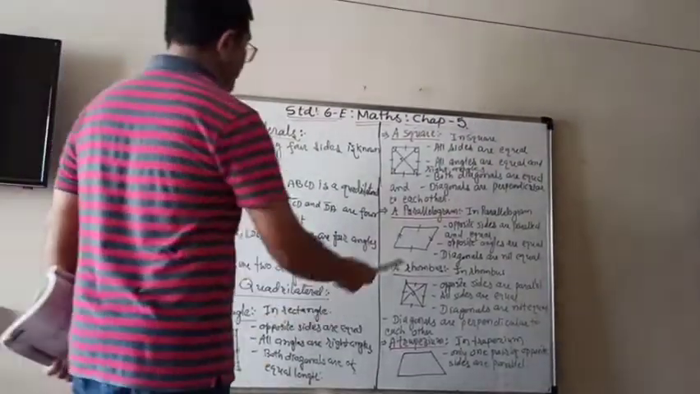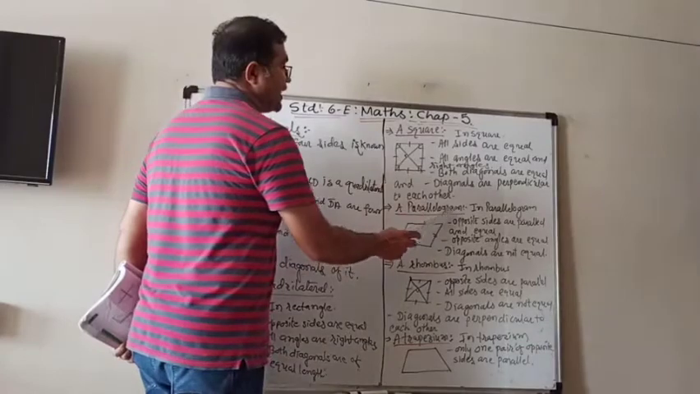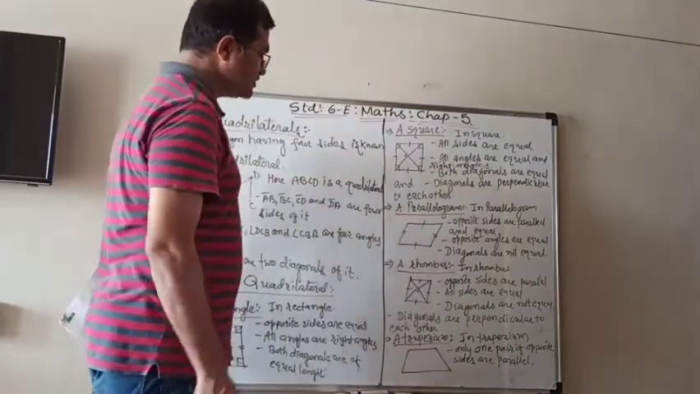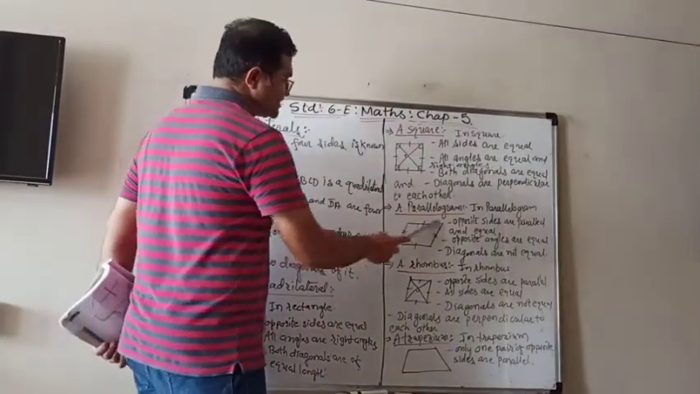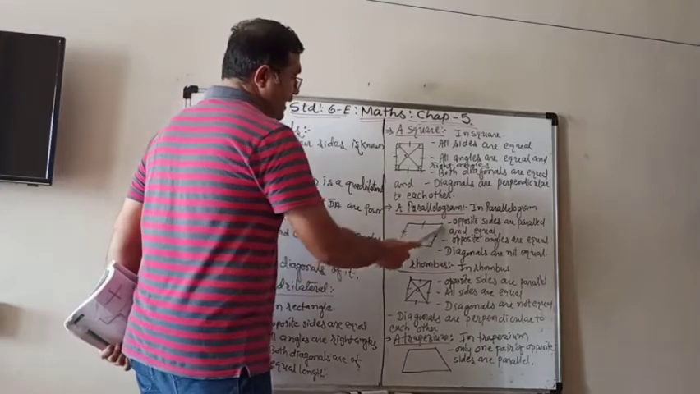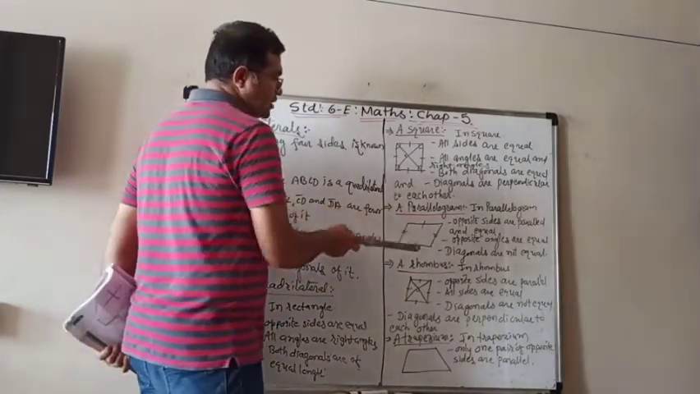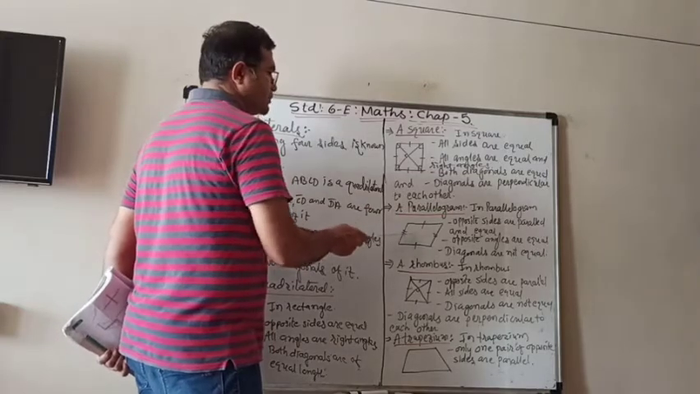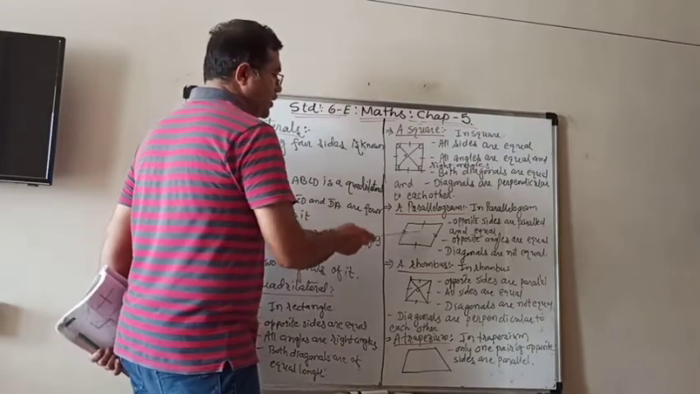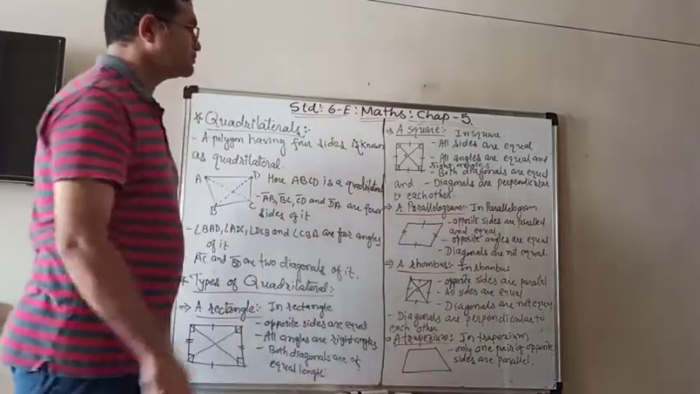So that is known as a parallelogram. So the third type of quadrilateral is a parallelogram, in which the opposite sides are parallel and equal. So these both sides are parallel also and equal also. Both sides are parallel and of equal size.